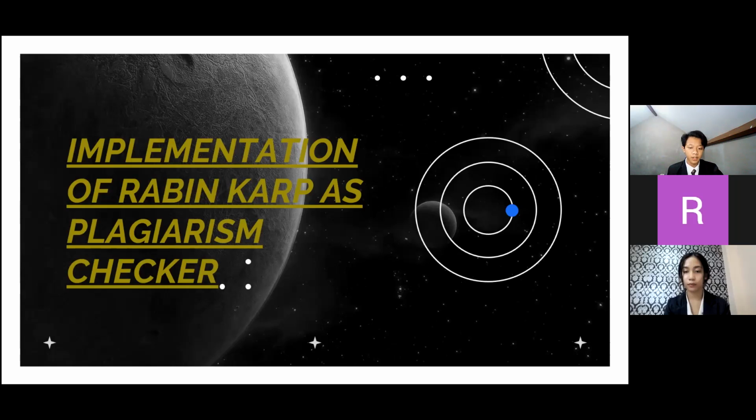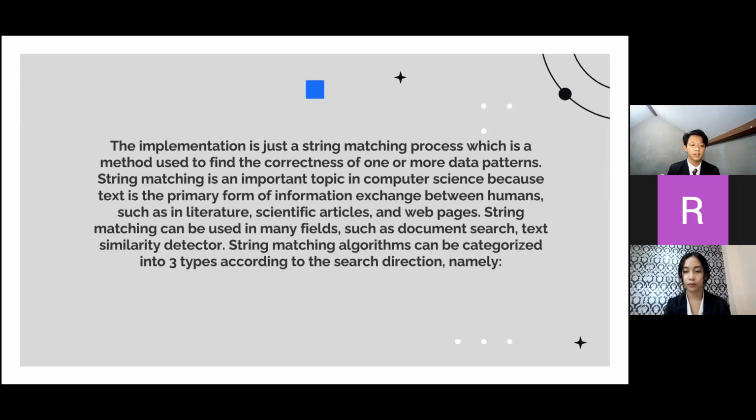Implementation of Rabin-Karp as plagiarism checker. The implementation is just a string matching process, which is a method used to find the correctness of one or more data patterns. String matching is an important topic in computer science because text is the primary form of information exchange between humans, such as in literature, scientific articles, and web pages.